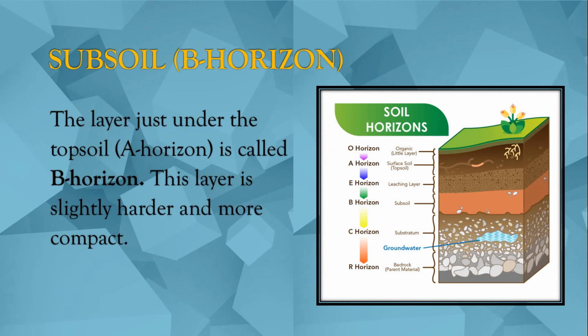Subsoil or B horizon. The layer just under the top layer is called the B horizon. This is also known as subsoil. This layer is slightly harder and more compact. It has very little humus or organic matter. This layer is rich in soluble minerals and iron oxide and is light in color. Roots of trees are able to reach the subsoil.